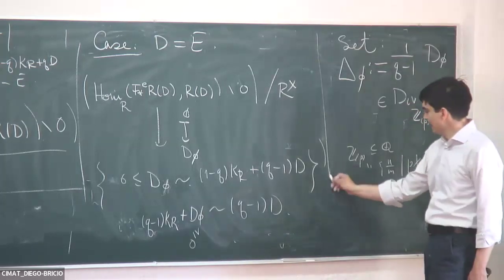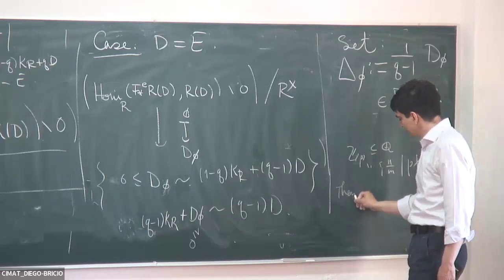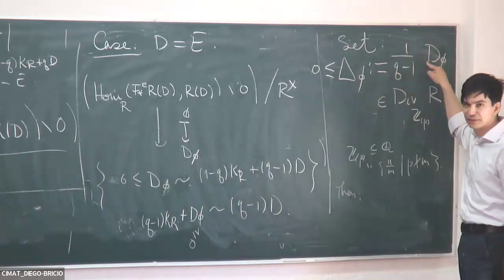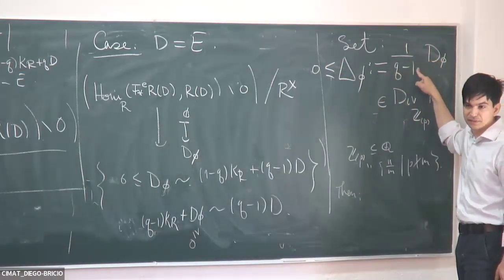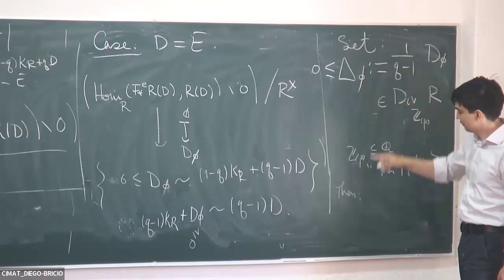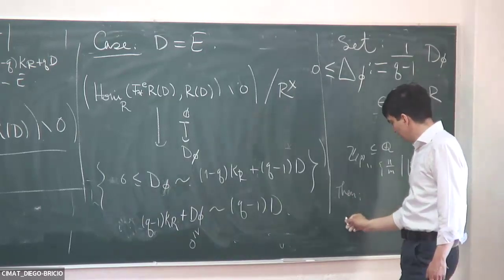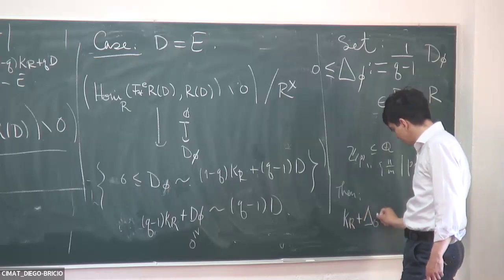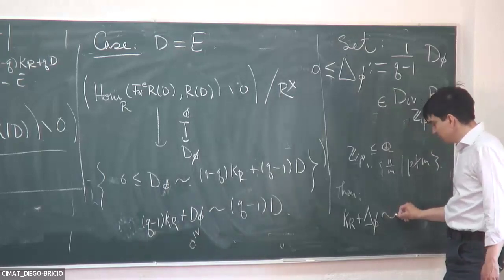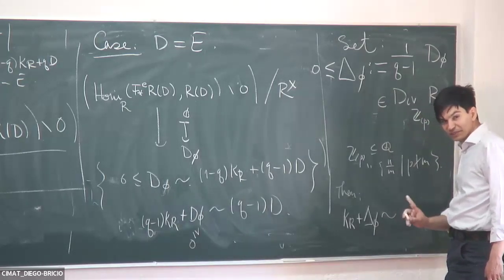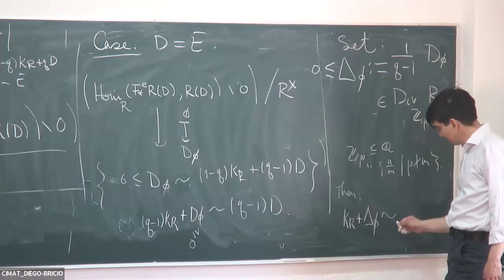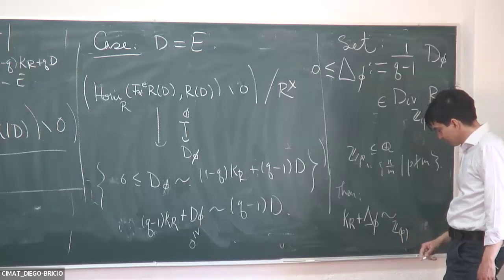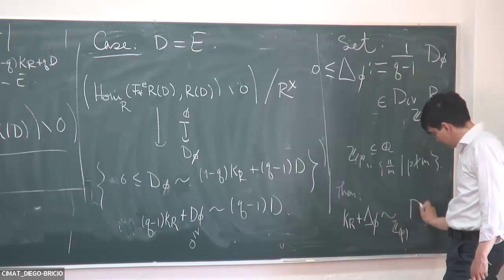Right? Then what happens? Well, this is effective, right? It's a positive number times something effective, so this is effective. And now the equality becomes kr plus delta phi is linear equivalent, not over Z, but over Z_(p). So we use this notation, to d.